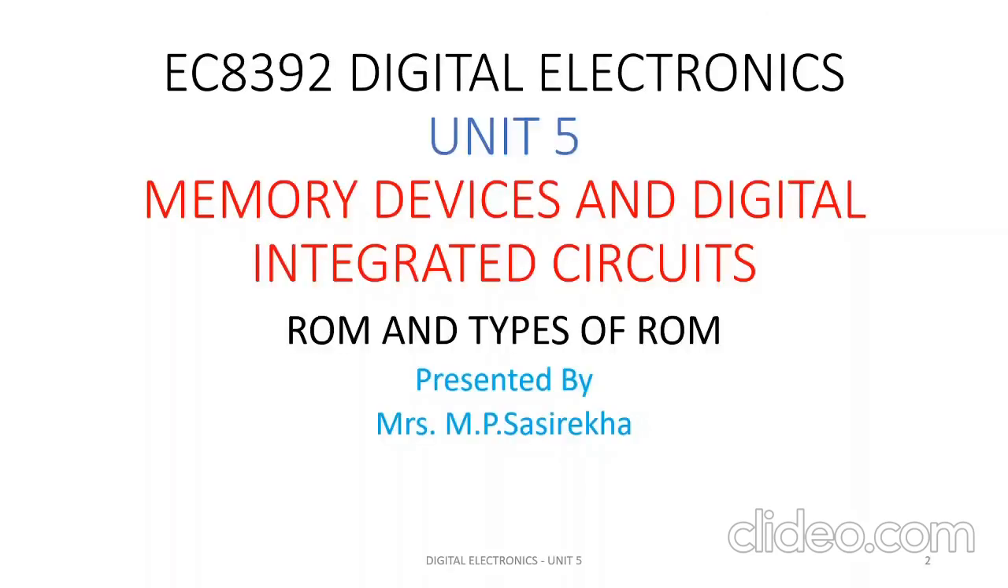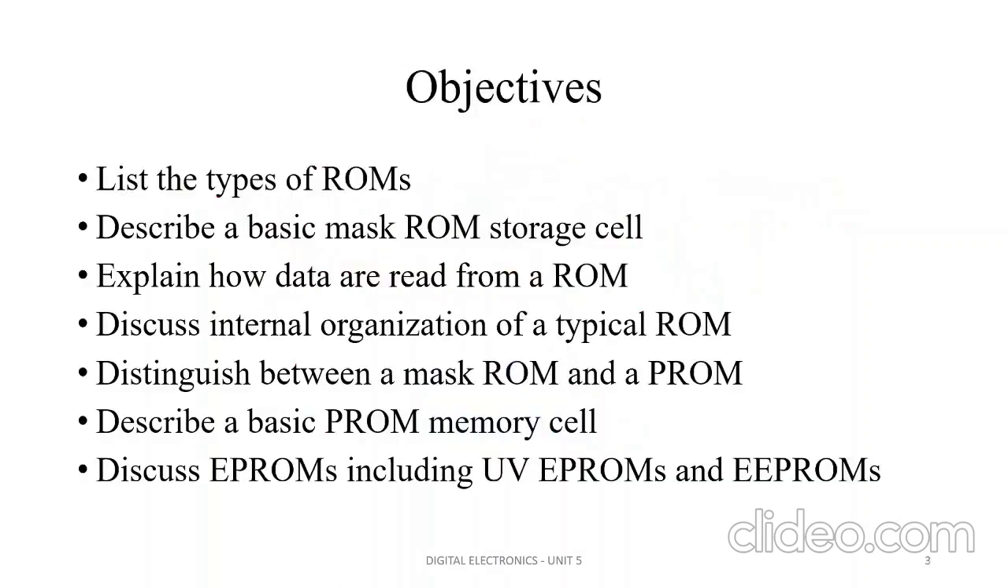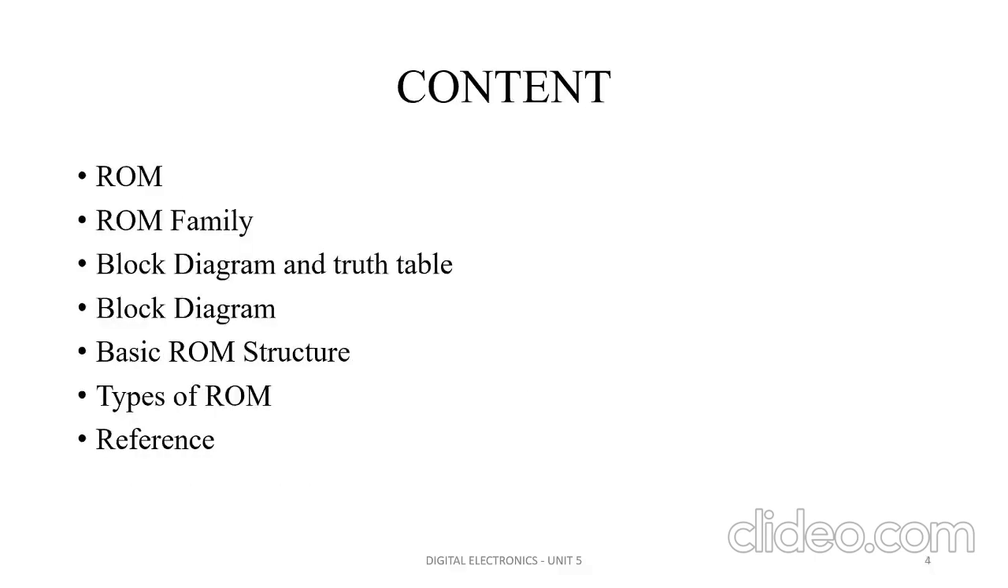In this video, we're going to see about Digital Electronics Unit 5. The topic we are going to cover is ROM and types of ROM, and this is Sashi Rekha. The objective of this particular video is that you should know the list of types of ROMs, describe what a basic mask ROM storage cell is, explain how data are read from ROM, discuss the internal organization of a typical ROM, distinguish between a mask ROM and PROM, describe a basic PROM memory cell, and EEPROMs including UV EEPROMs and EEPROMs. The content of this particular video is this.